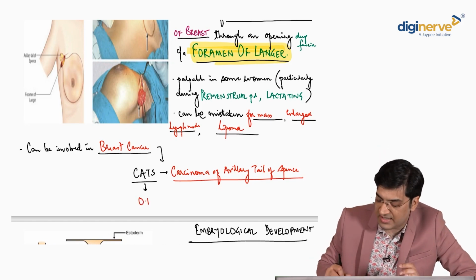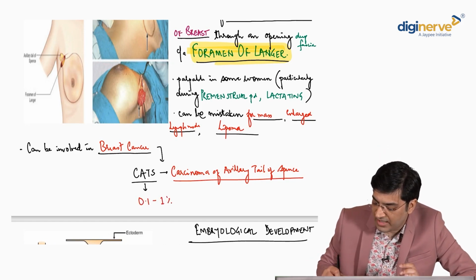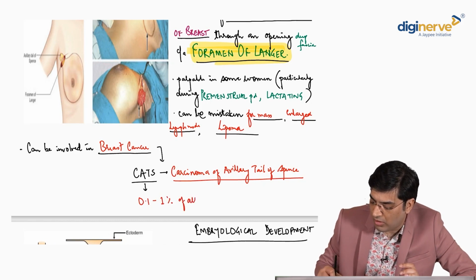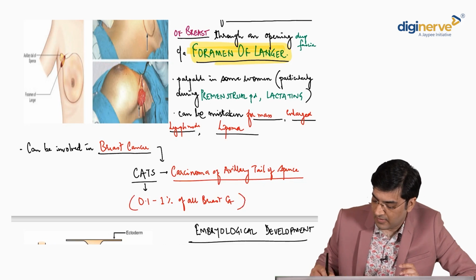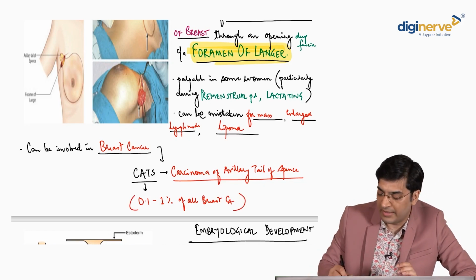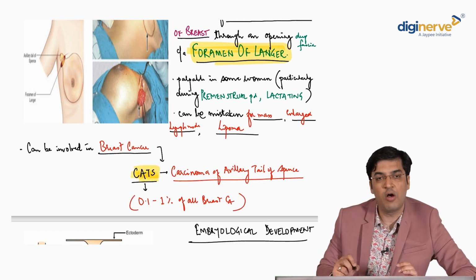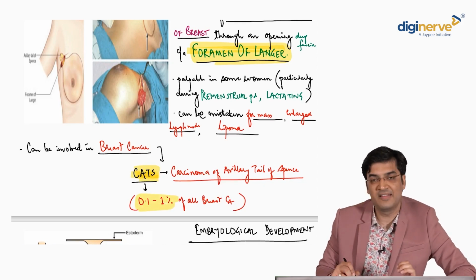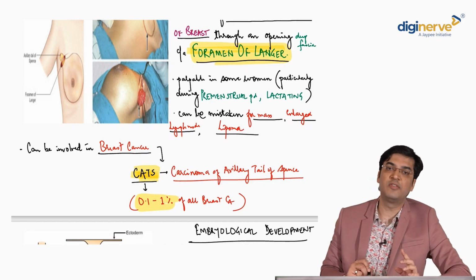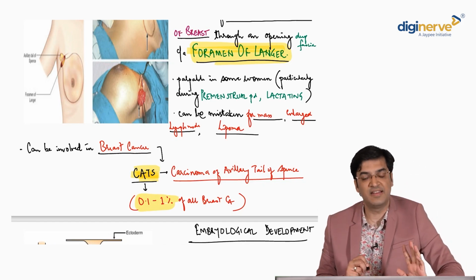And what percentage is these carcinomas? 0.1 to 1% of all breast cancers. All right. So, this is also a potential MCQ. What percentage of cancers can be CATS or exclusively in the axillary tail? About 0.1 to 1% of them can be exclusively in the axillary tail.